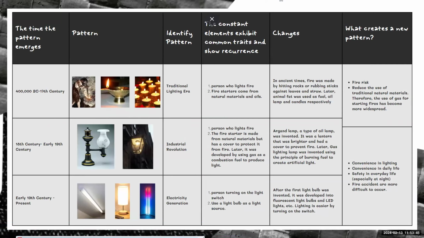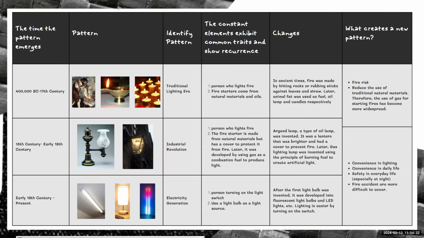Hello, Professor. Today I would like to present about the pattern of lighting. First pattern, it will be about traditional lighting, for example, candle and oil lamp. Second is the industrial revolution. The things that happen in this era, for example, argand lamp and the gas lighting lamp. And final is the electric generation.